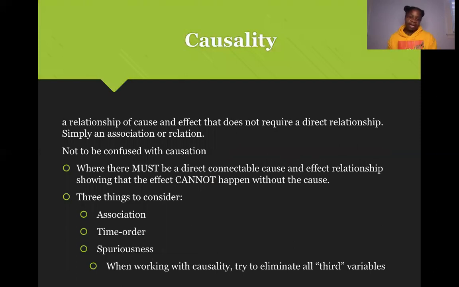Okay, so one of the things that we're concerned with in sociology is causality. If there are any terms in this textbook or in my lectures that you do not understand, please pause and Google, right? But causality, I have it here, is a relationship of cause and effect that does not require a direct relationship. Don't confuse causality with causation, okay? Causation is where there must be a direct and connectable cause and effect relationship that shows the effect cannot happen without the cause.